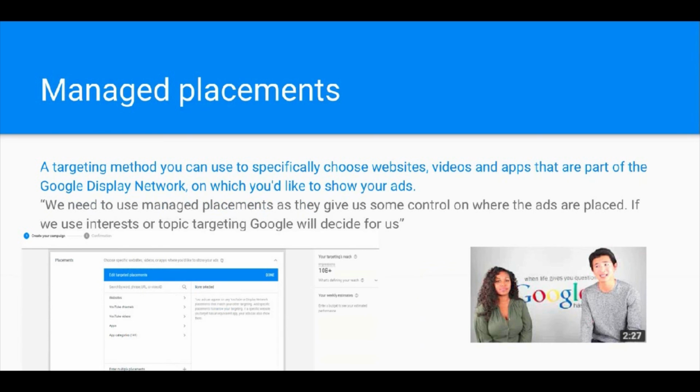The typical strategy is we need to use managed placements as they give us some control on where the ads are placed. If we use interests or topic targeting, Google will decide for us. The video title is Ask AdWords Managed Placements.